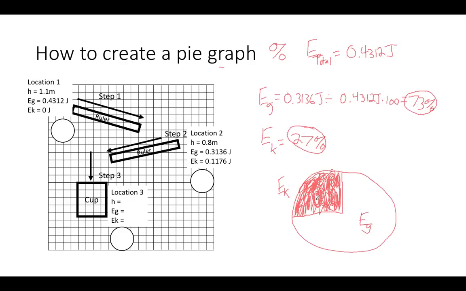You're going to need 5 pies, and this helps us visualize energy, makes it easier to see how it transforms.